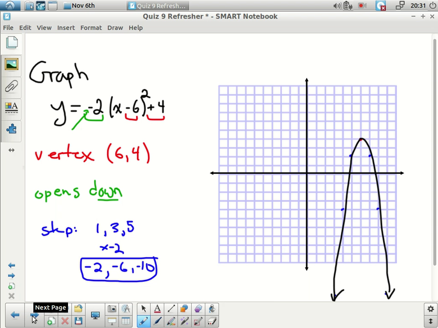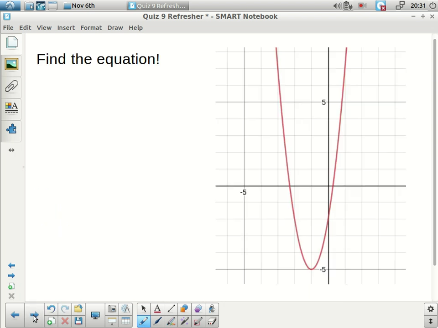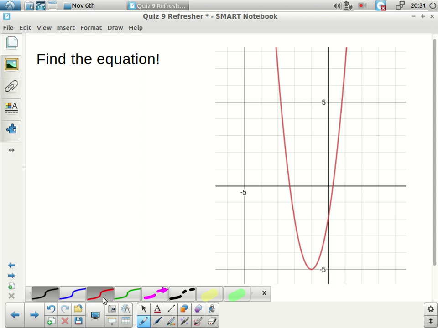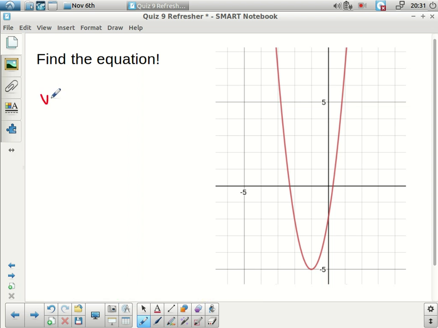The last thing then is going in the other direction. If I give you a graph, what's the equation? We know what the 2 key pieces of information are. I need to know what my vertex is. And we had this graph up earlier. My vertex is down here, so it's negative 1 and negative 5.